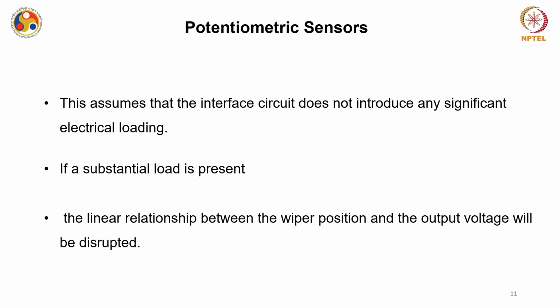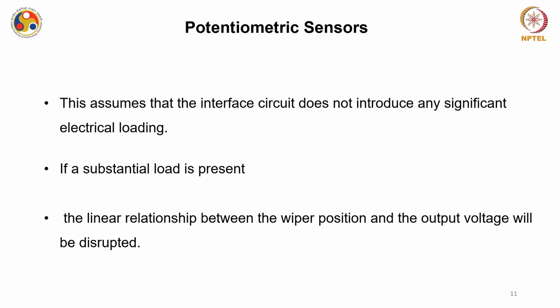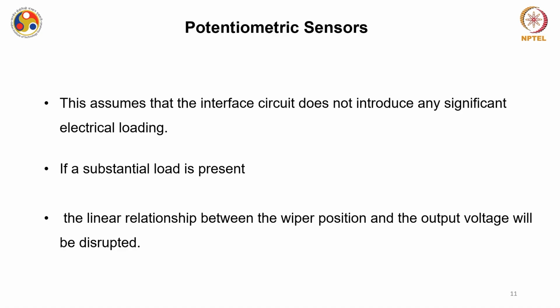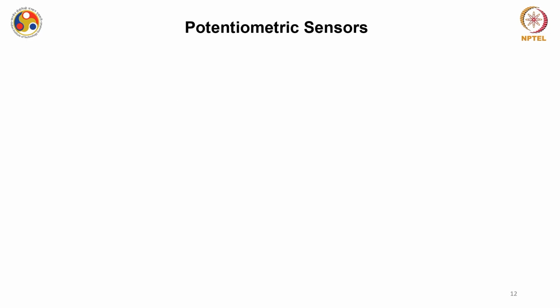Alright. Please note that in this simple equation, I have not taken into consideration any error which is arising due to the interface circuit or by any other means. Okay. This kind of equation is written by assuming that the interface circuit does not introduce any significant electrical loading into the device, which is practically not possible. Okay. So if a substantial load is present in the circuit, the linear relationship between the wiper position and the output voltage will be disrupted. So now it will not be linear, as we have just now seen.